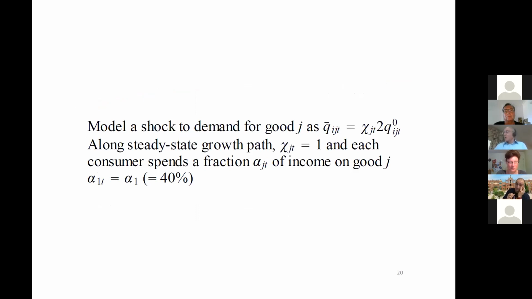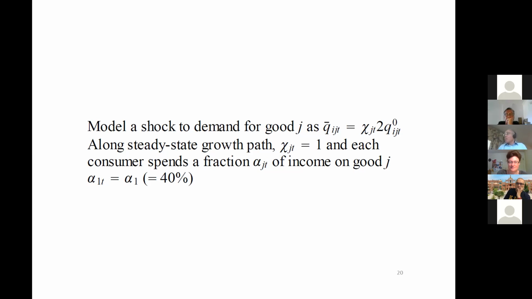And then for Doug's question, I'm going to model a shock to demand as this parameter Q bar_ijt in some period t, which may not be that value it would be along the steady state growth path. There's going to be a shock parameter chi_jt, which equals 1 along the steady state growth path, but there might be lower demand in the sense that consumers really don't like this good as much in period t, or higher demand. And those are what I'm thinking of in terms of demand shocks.